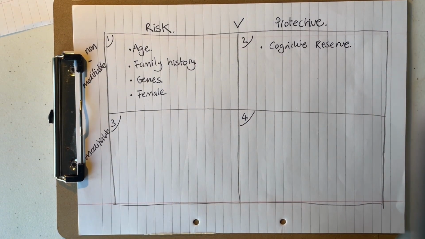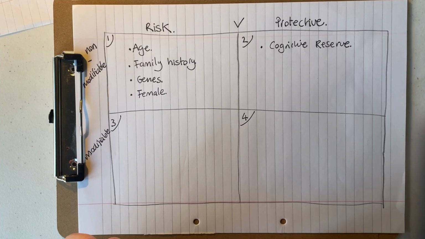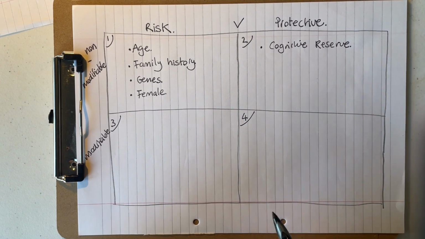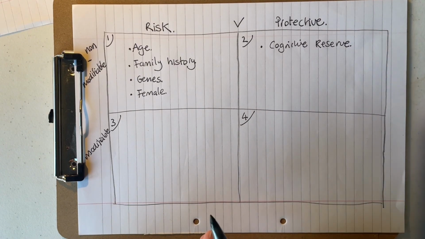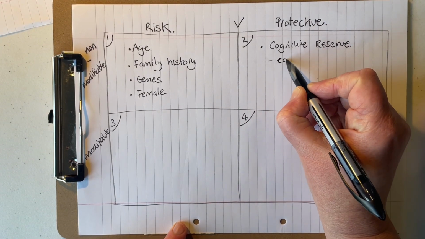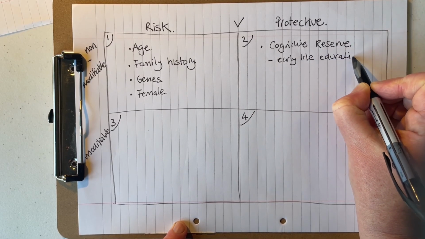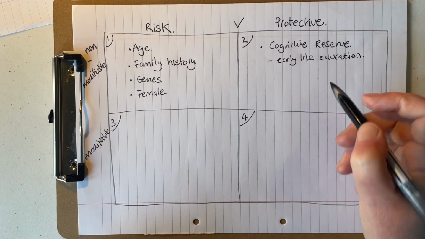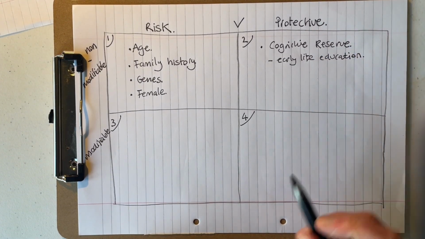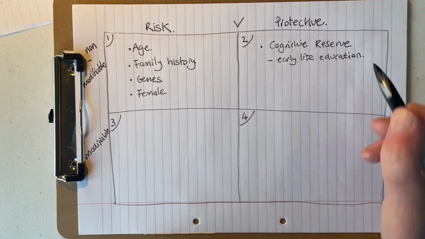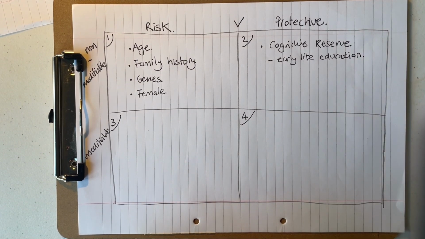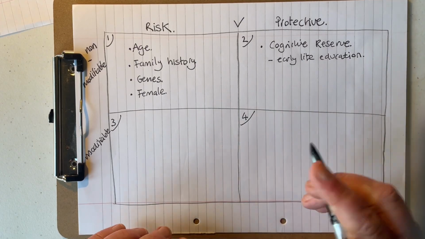And it's literally the connections in your brain and the strength of the connections. So the more positive educational experiences you've had as a child, the stronger your cognitive reserve. So that could be things like early life education. If you didn't have any schooling at all, your cognitive reserve might be lower. I mean, obviously you can learn outside of school, but you get the general impression.